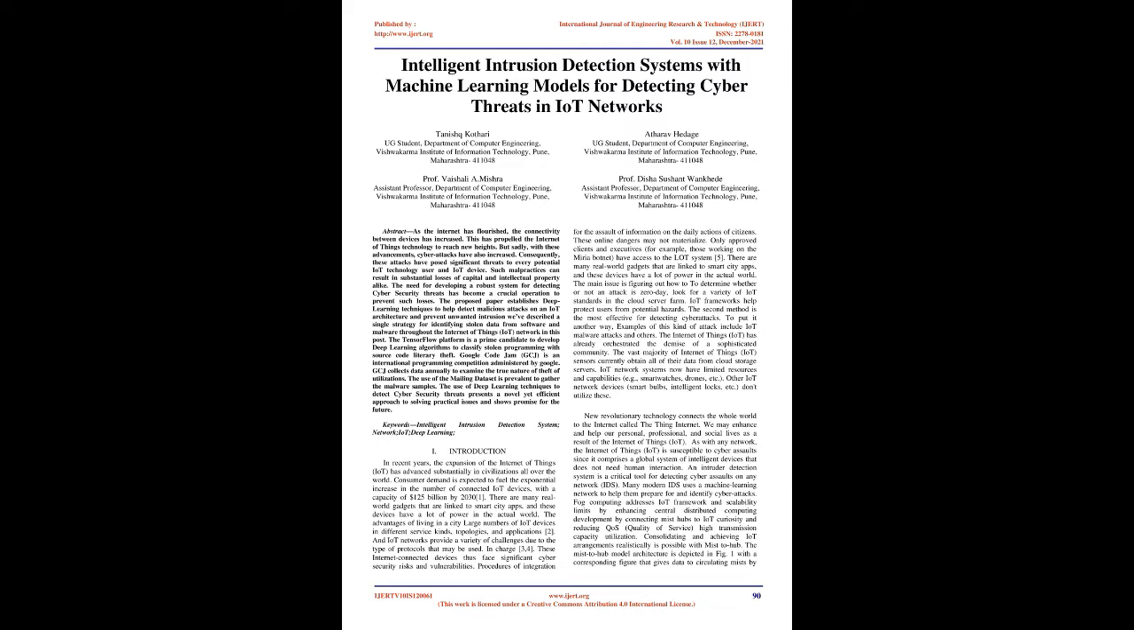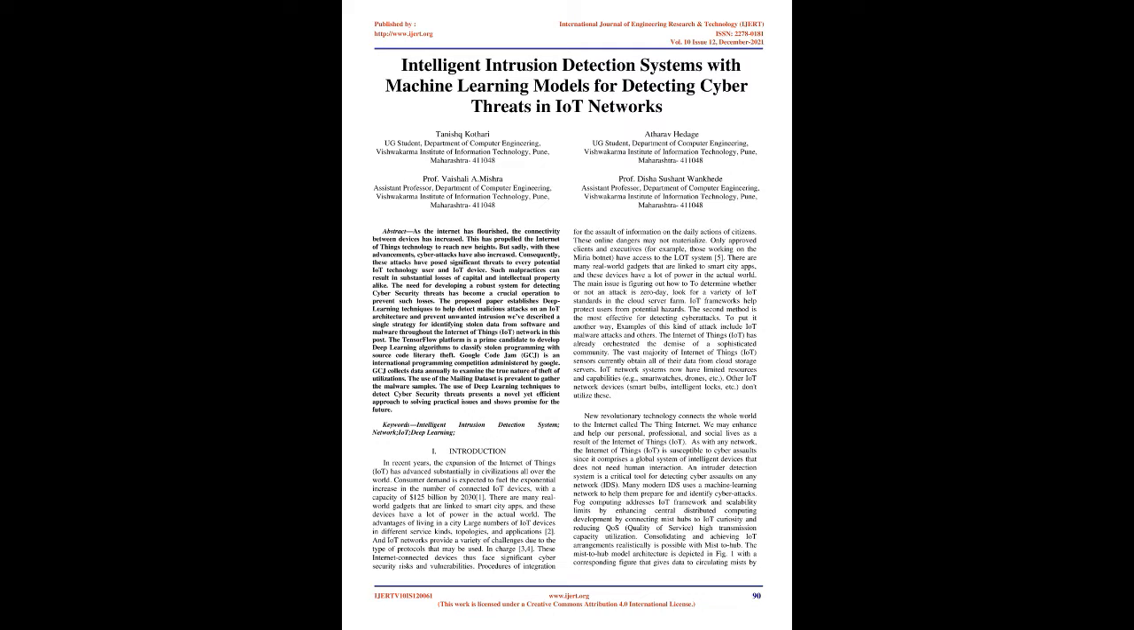Many modern IDS use a machine learning network to help them prepare for and identify cyber attacks. Fog computing addresses IoT framework and scalability limits by enhancing central distributed computing development by connecting MIST hubs to IoT curiosity and reducing QoS, quality of service, high transmission capacity utilization. Consolidating and achieving IoT arrangements realistically is possible with the MIST to hub.